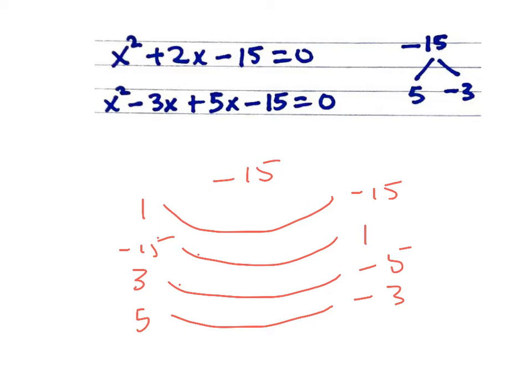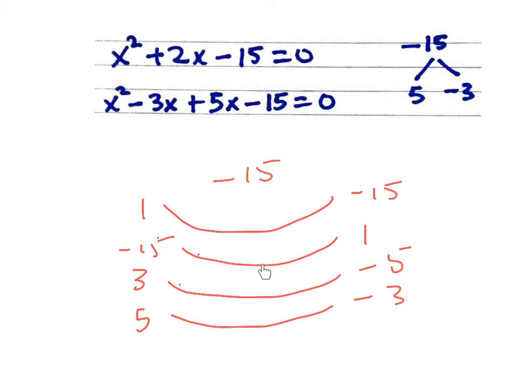Okay, of all these possibilities, there is actually only one of them that, when they are added together, will give me this middle term coefficient. I want the sum to be plus 2. So if I go back, I do 1 plus negative 15, that is not plus 2, that's negative 14. That's not going to work here.